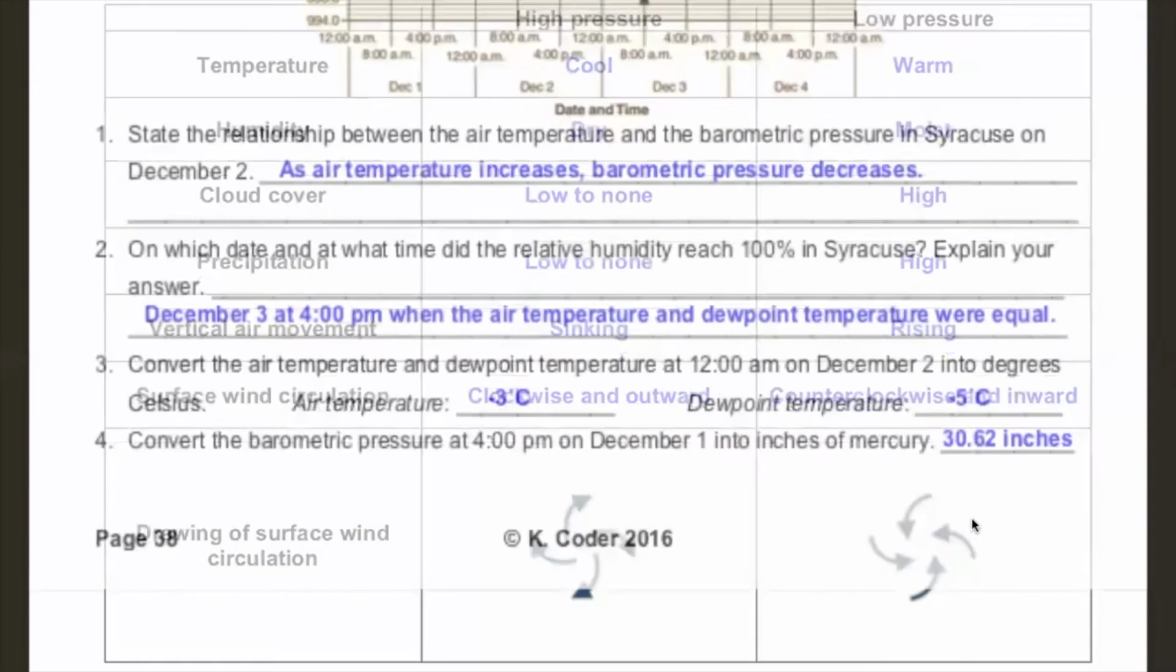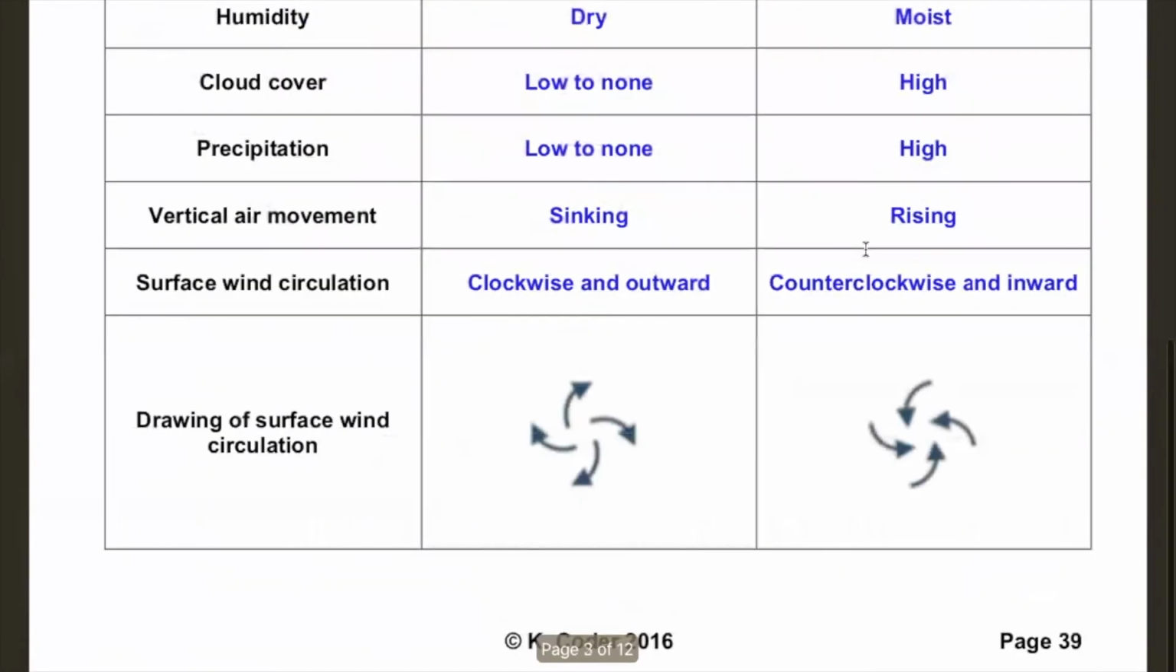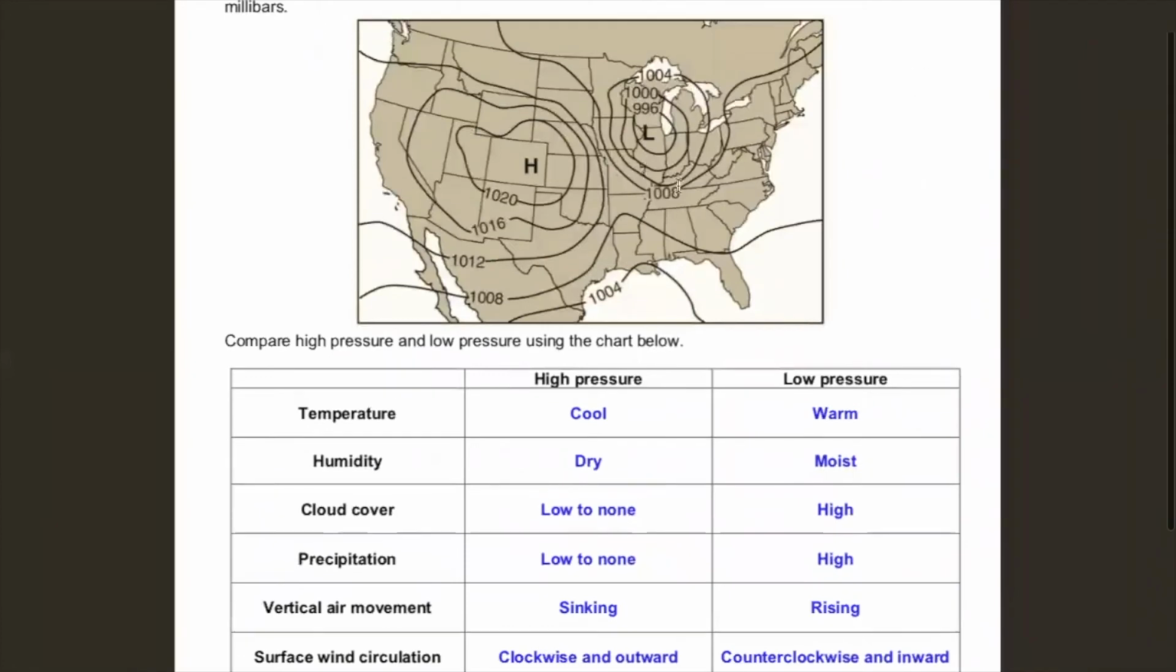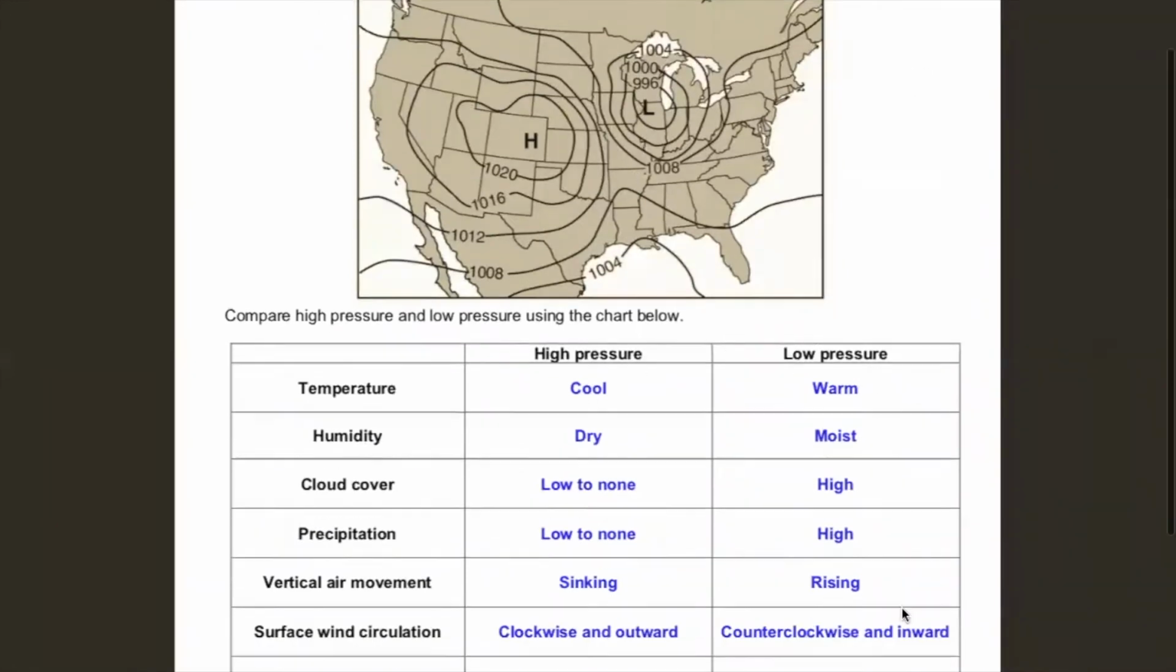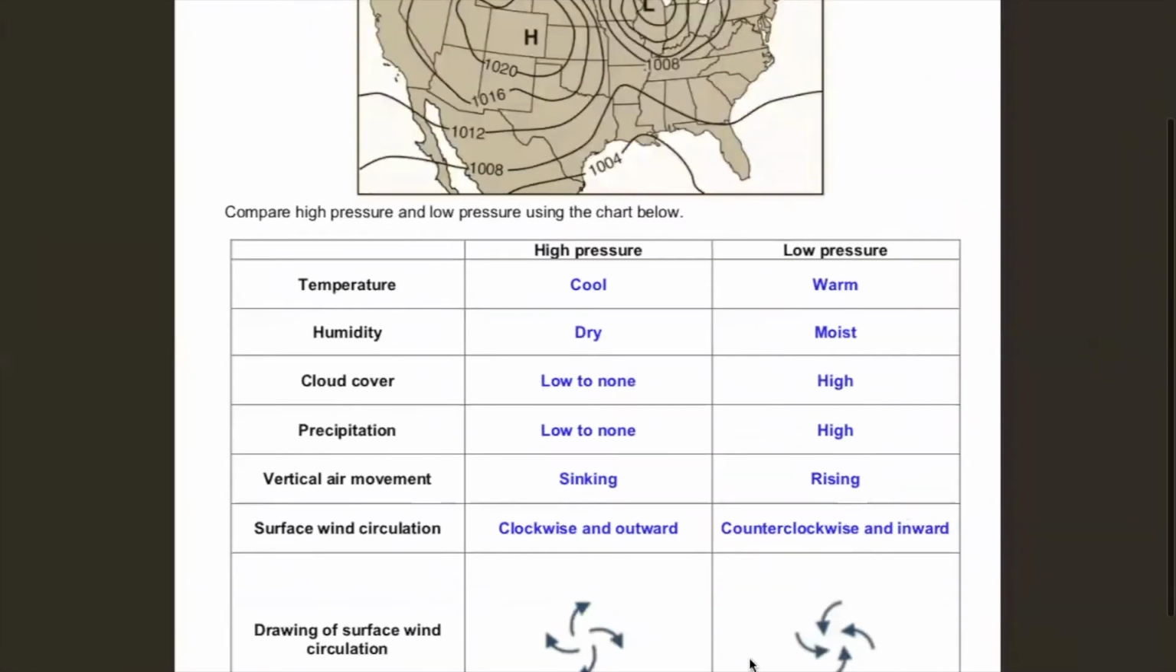I think people were trying to use that picture up here, and you guys got really confused with that. Okay, this is just literally information from your notes.